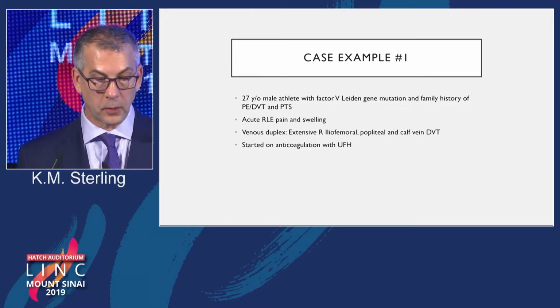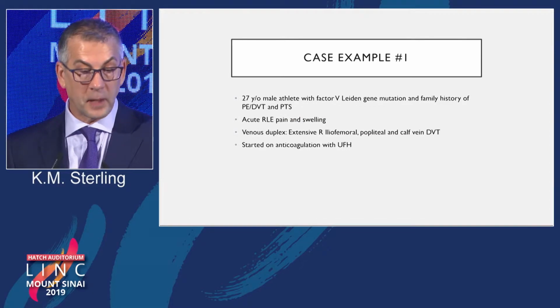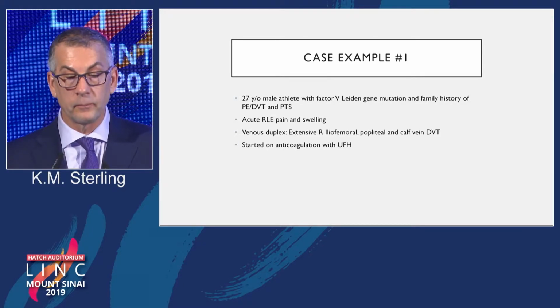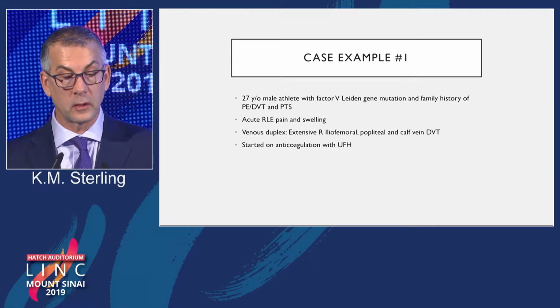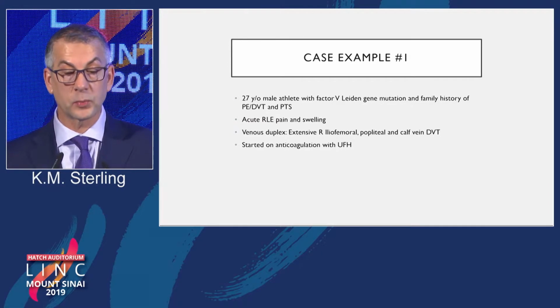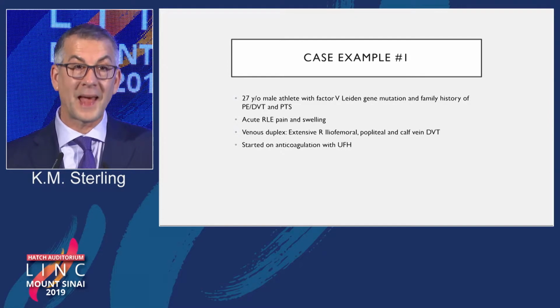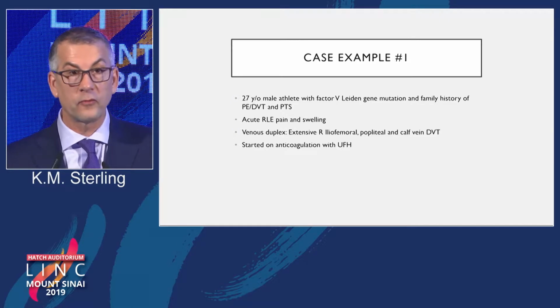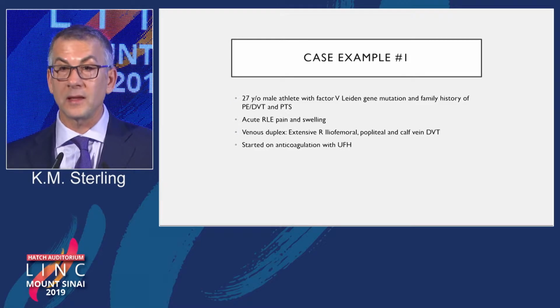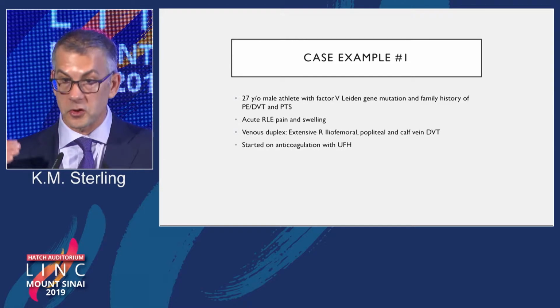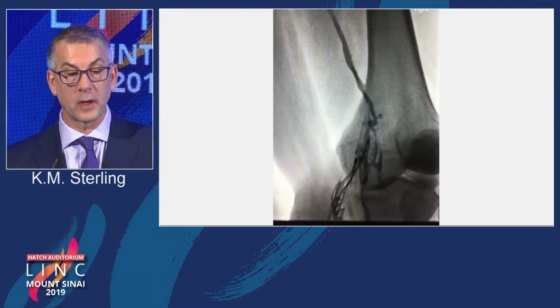So here, just a couple cases to illustrate the point. Patients of mine: a 27-year-old athlete, factor V Leiden gene mutation, comes in with acute right lower extremity pain and swelling. Leg was pretty tense. He had extensive iliofemoral, popliteal, and calf vein DVT. Started on unfractionated heparin, and as you should, and as I think you heard before, the patients are treated with anticoagulation in some regimen to see how they're going to do before you just jump straight into doing catheter-directed therapy.